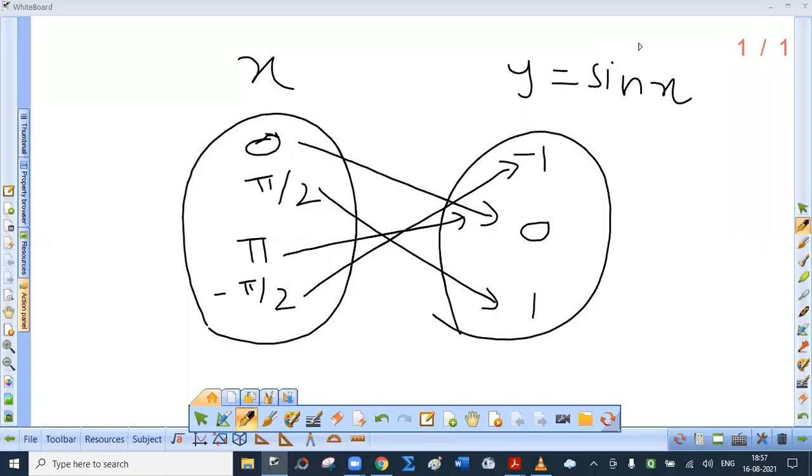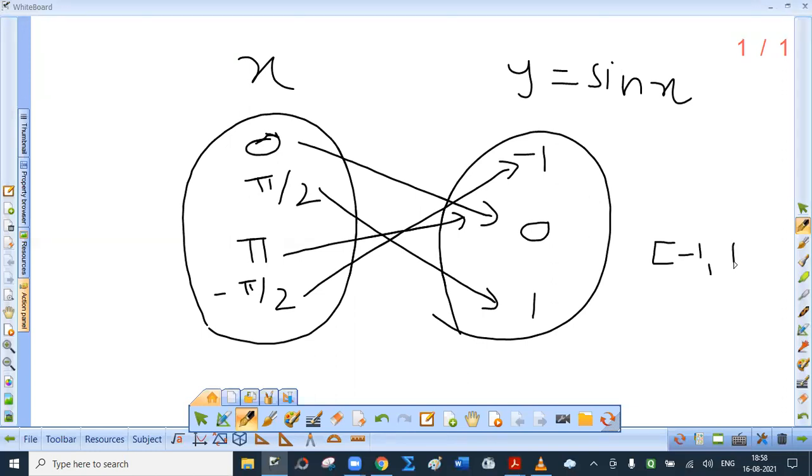The answer to the question, do trigonometric functions possess inverse with their original domain and range, is no. Why? Because the trigonometric functions are onto their range, but they are not one-one, they are many-one. For example, here the domain contains angles, and the function is y equal to sine x. So clearly the range is -1 to 1. This trigonometric function is onto the closed interval -1, 1.